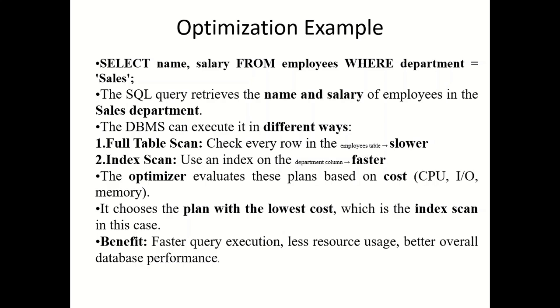Optimization example. Here, the employees table, and the department is sales, selecting name and salary. The query retrieves the name and salary from the employee table in the sales department.